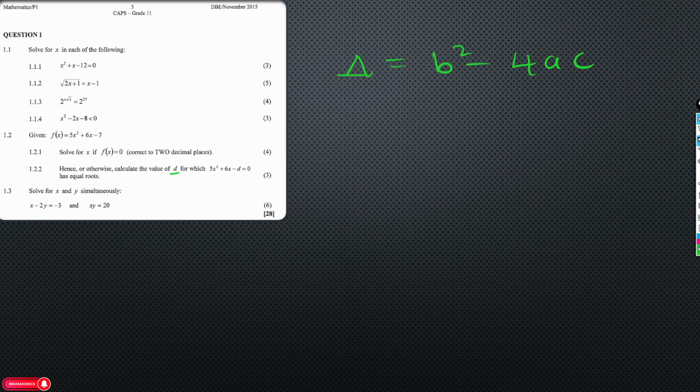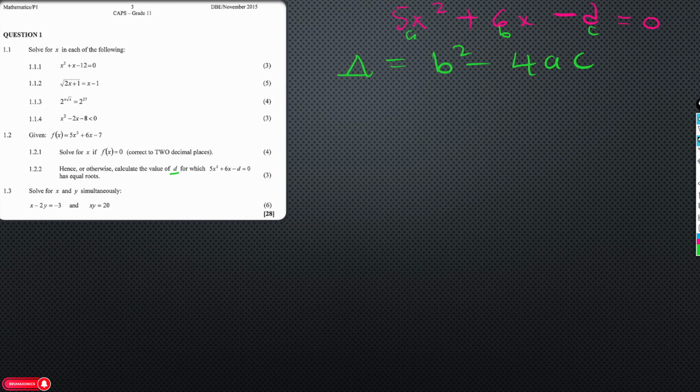So the equation itself says that 5x squared plus 6x minus d is equal to 0. So now we can substitute into the equation. This will be our A, this will be our B, and this will definitely be our C.